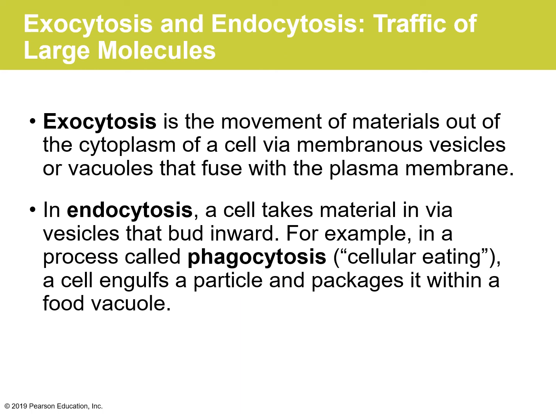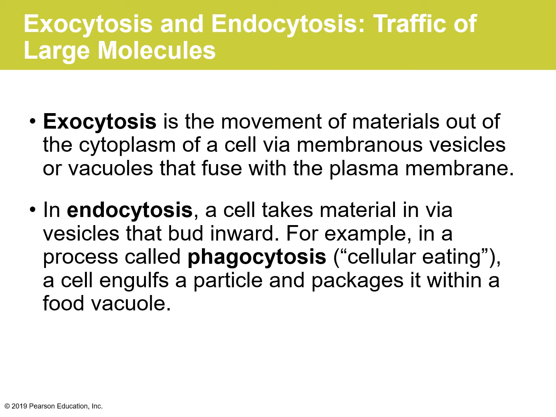Exocytosis and endocytosis are a special type of active transport known as vesicular transport. Vesicular because it uses vesicles, secretory or transport vesicles. There are two types of vesicular transport. Exo means exit and endo means entry. So exocytosis is the movement of materials out of the cytoplasm of a cell, whereas endocytosis is when a cell takes in a material from outside.